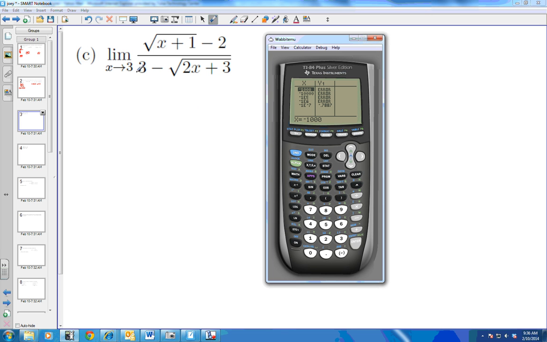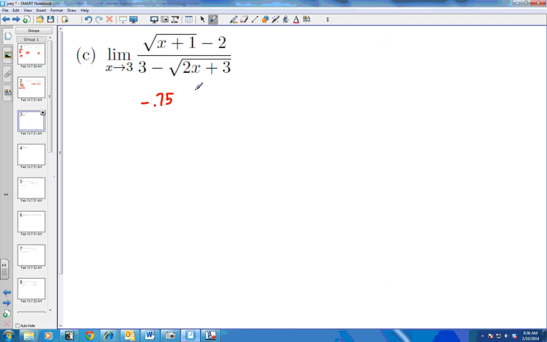Okay, so I'm going to type in some numbers really, really close to 3 coming in from the left-hand side, like 2.99 and 2.999. Okay, and then I need to type in some numbers coming in from the right of 3, like 3.001 and 3.0001. So do you see that my y values are approaching negative 0.75 or negative 3/4? So that's my answer for part C, negative 0.75, or you could write negative 3/4.